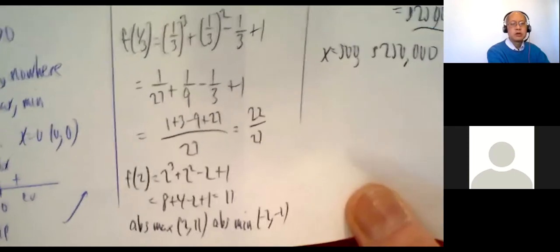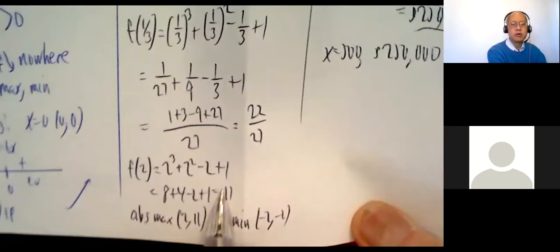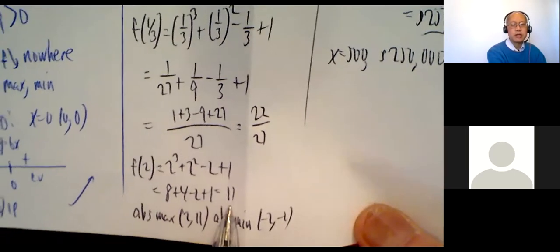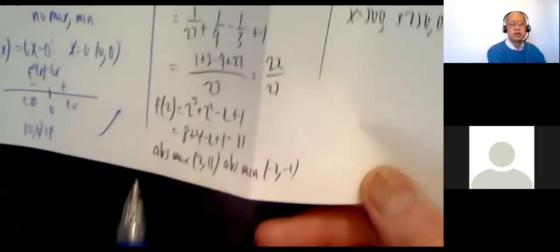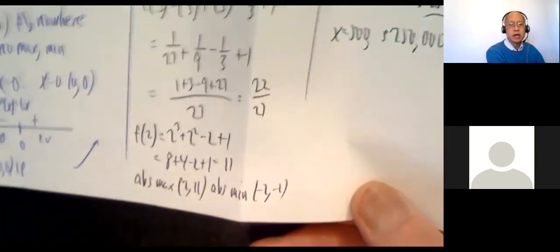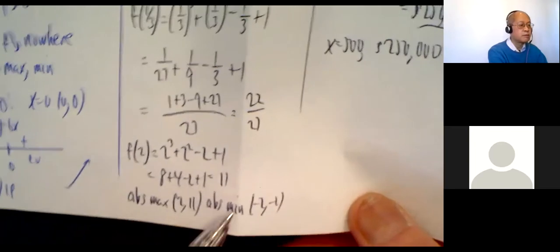Plug in 2. 2 cubed plus 2 squared minus 2 plus 1. 8 plus 4 minus 2 plus 1 is 11. Okay, so out of that one and that one and that one and that one, that's the smallest, that's the largest. So absolute maximum at 2, 11. Absolute minimum at -2, -1.